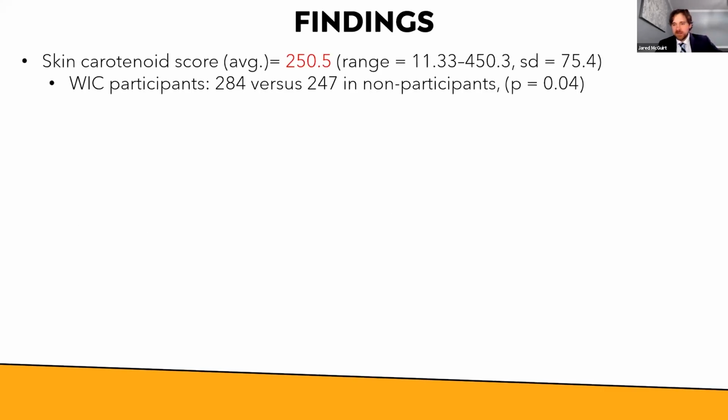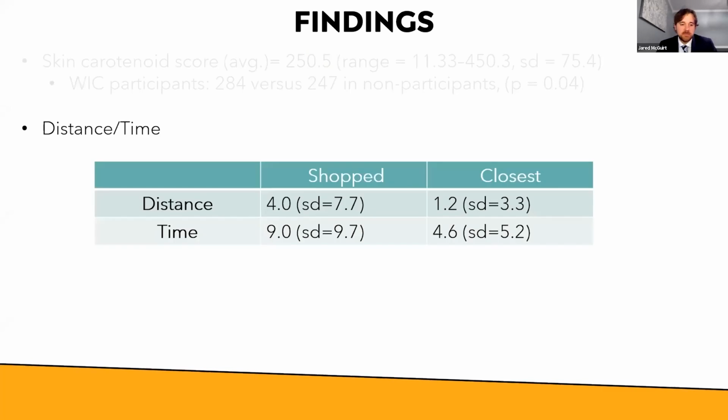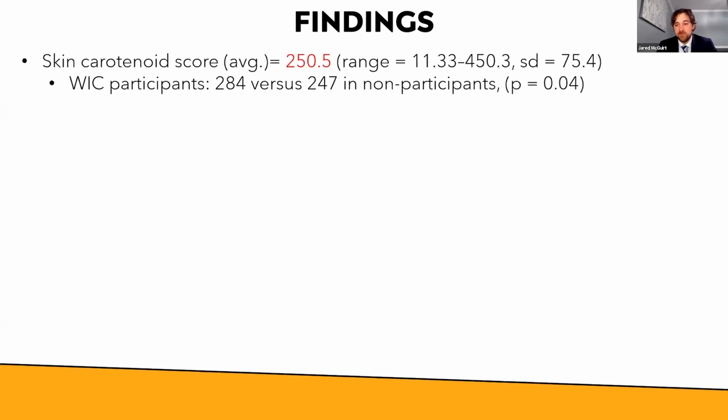So I always think it's good to show people what average Veggie Meter scores we get. I think that's always interesting for people that have Veggie Meters. So for this sample, it was 250, the standard deviation 75.4. Interestingly, for WIC participants, they had statistically significant higher Veggie Meter scores than the non-WIC participants. Sorry, 284 versus 247.